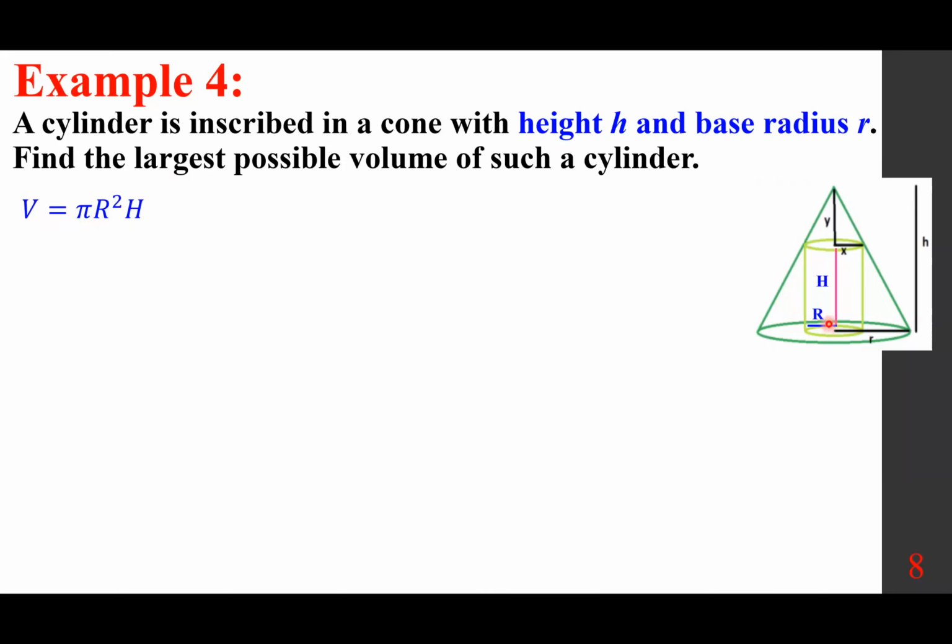So R is the same as X, right? Capital R is the same as X. What about capital H? Is the same as lowercase h minus y. I hope everybody can see that. Therefore, we are going to replace the capital R with X, capital H with H minus Y, and that's what we are going to maximize. The volume is pi x squared times H minus Y.